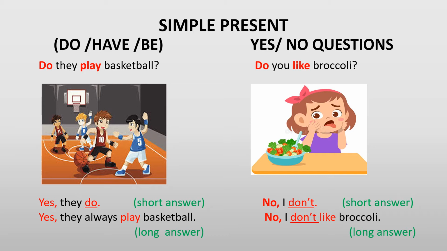Look at the next example. Do you like broccoli? The short answer: no, I don't. Long answer: no, I don't like broccoli. So the auxiliary do here is used first in the question and then in the negative form, in the short and in the long answer.